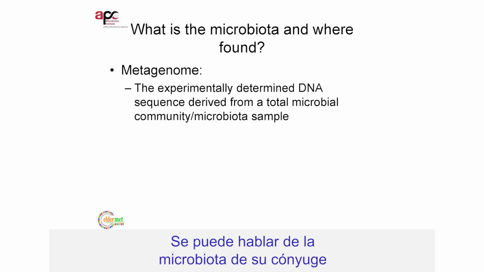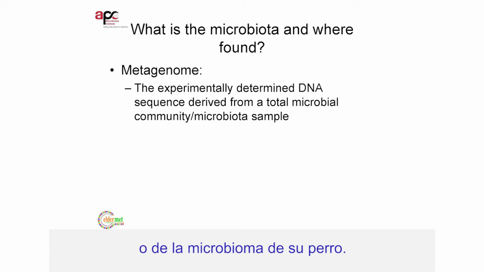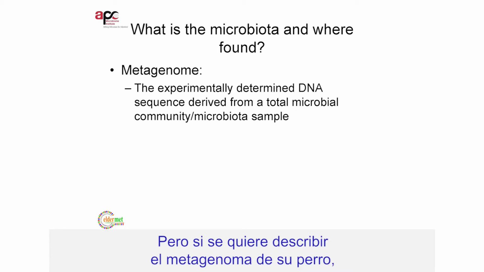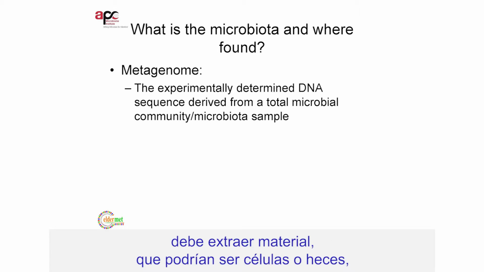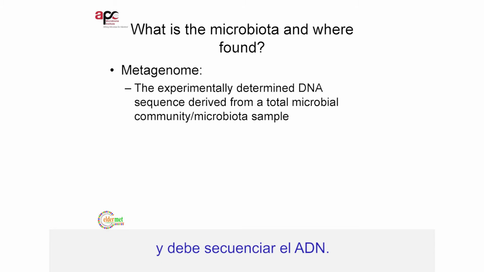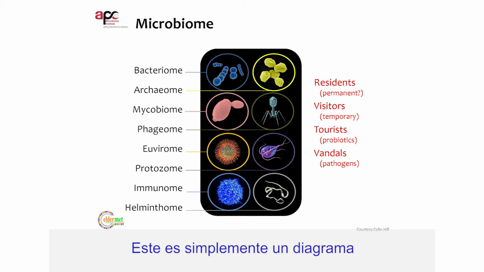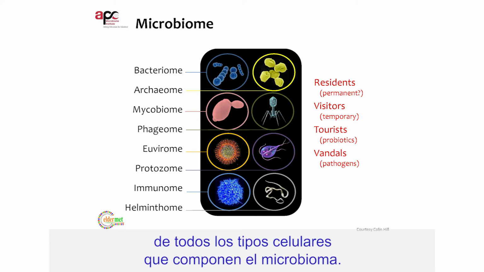You could talk about the microbiota of your husband or your wife. You could talk about the microbiome of your pet dog. But if you want to describe the metagenome of your pet dog, you have to extract some material. It could be cells, it could be feces, and you have to sequence the DNA. It's simply a diagram of all of the cellular types, all of which compose the microbiome.